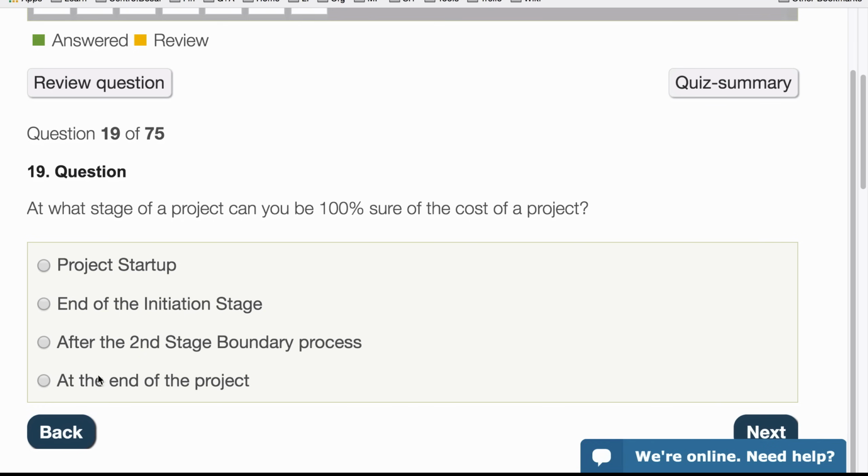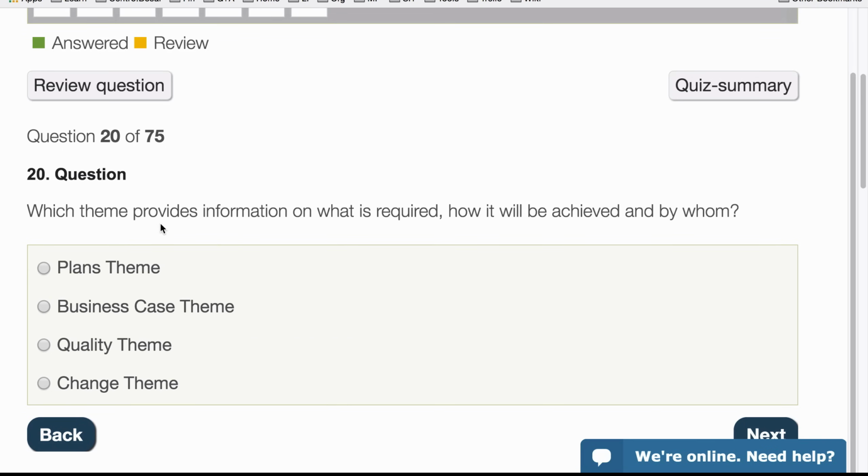At the end of the project, that's definitely for sure. So just before the budget is shut down, that's when we know how much the project will cost. So that's that. Which team provides information on what is required, how it will be achieved, and by whom?